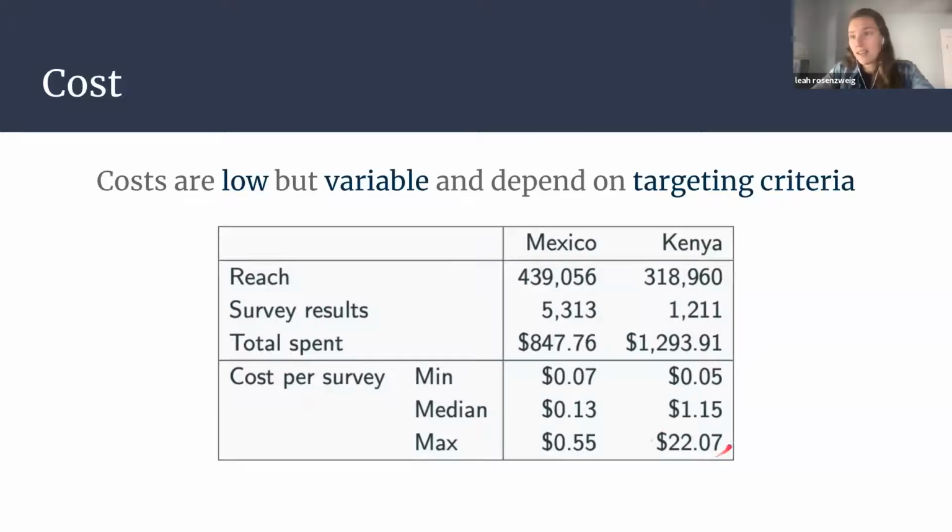So I think this $22 cost per survey was for targeting an ad in, I think, Northeast Kenya, where you can imagine it's going to be challenging to get people to take a survey. So this is all just to show that overall costs are much cheaper than they would be in an in-person or even an over-the-phone or commercial survey firm kind of survey, but they can approach those levels depending on the specific targeting strategy you're using.